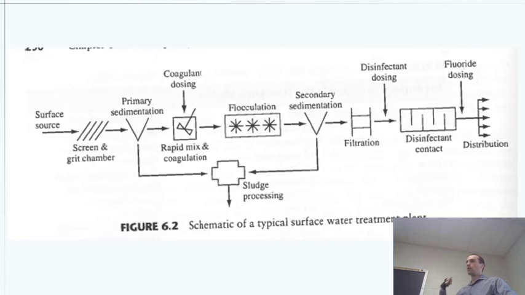Because if we're using chlorine or ultraviolet light, whatever we're using, we want to make sure that the particles are not at all involved in shielding the microbes, right? We want just the microbes remaining, with no shielding particles, no protection or anything like that. Okay, so then it kind of makes sense why we will disinfect last.